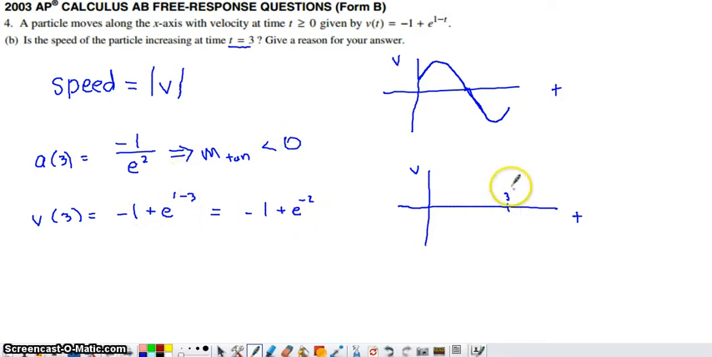So let's see, do we need to draw a graph above the t-axis or below the t-axis that has this negative slope? Because if we have a negative slope and we're above the t-axis, we're going to be coming closer to 0 in a decreasing speed.